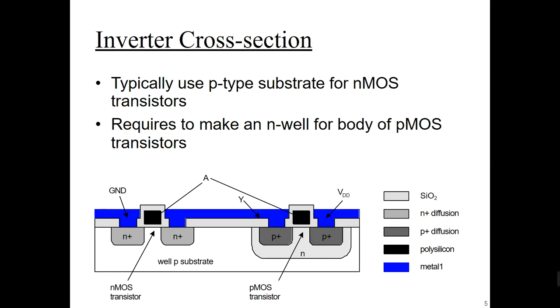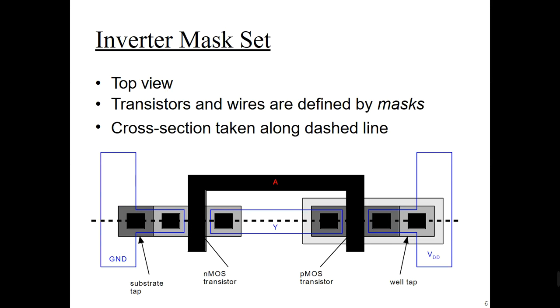So generally the CMOS transistors are implemented in different ways based on the technology. Generally we have the N-well process, P-well process and twin tub. In today's session, we are discussing the concept of the N-well process. So coming to this, this is the inverter masking set. Simply this is the top view, and transistors and wires are defined by masks, and the cross section is taken along the dashed line. See this is the dashed line here, and it's the dotted lines masking.